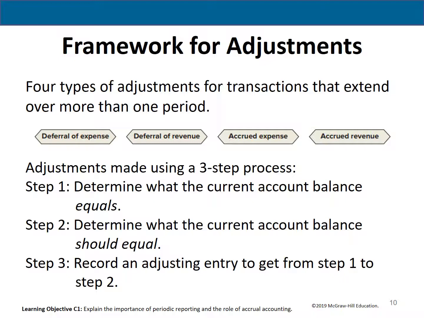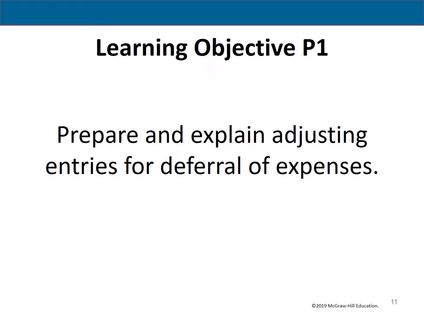Now, adjustments are usually made using a three-step process. We determine what the current account balance equals. We then determine what should it equal, and then make an adjusting journal entry to get from step 1 to step 2. Now watch. So let's take a look at the first type, deferral of expenses.